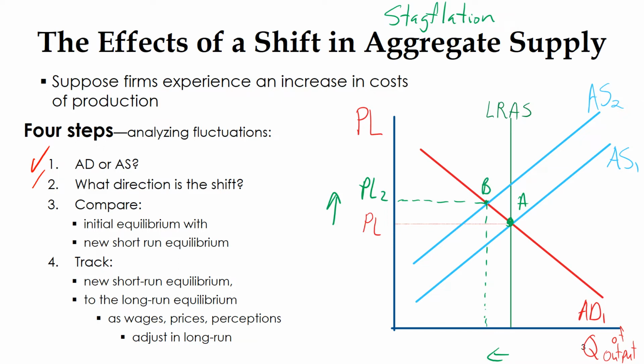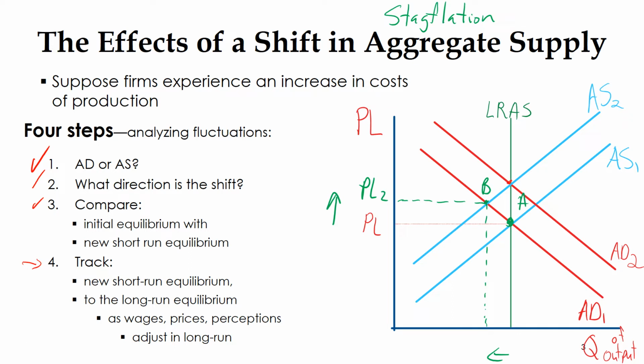Is that going to stay that way in the long run? No. What's going to happen? Prices have gone up. Does that mean that wages will eventually go up? We'll have clear ideas about perceptions of relative prices. The economy will adjust in the long run, and the aggregate demand curve will shift to the right.